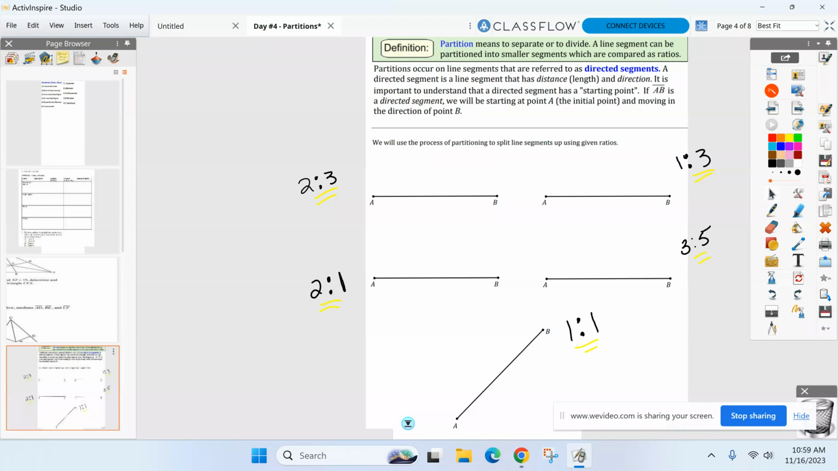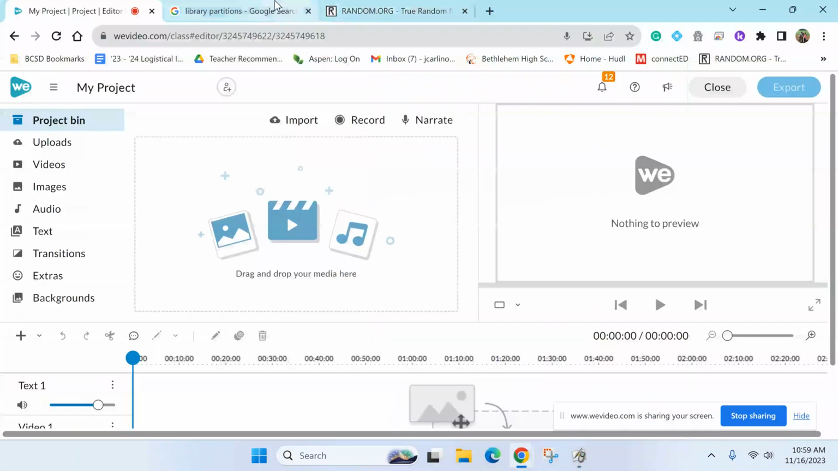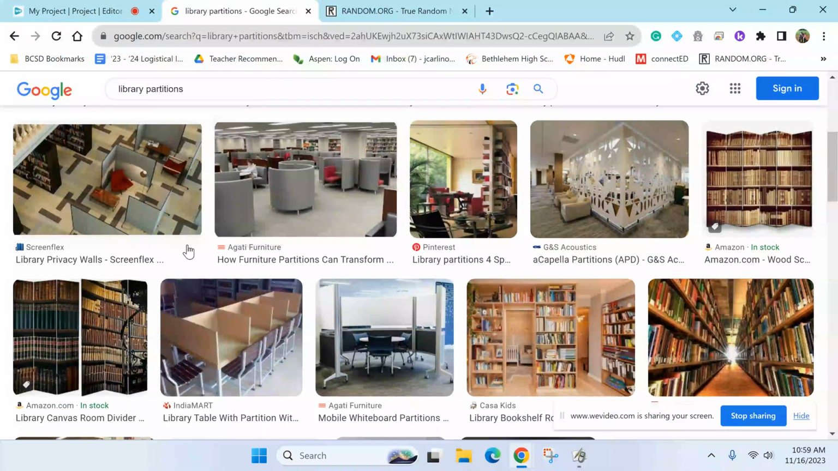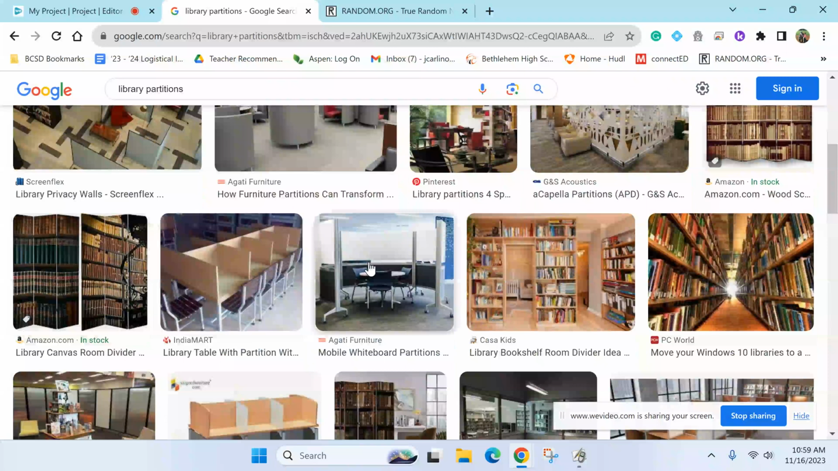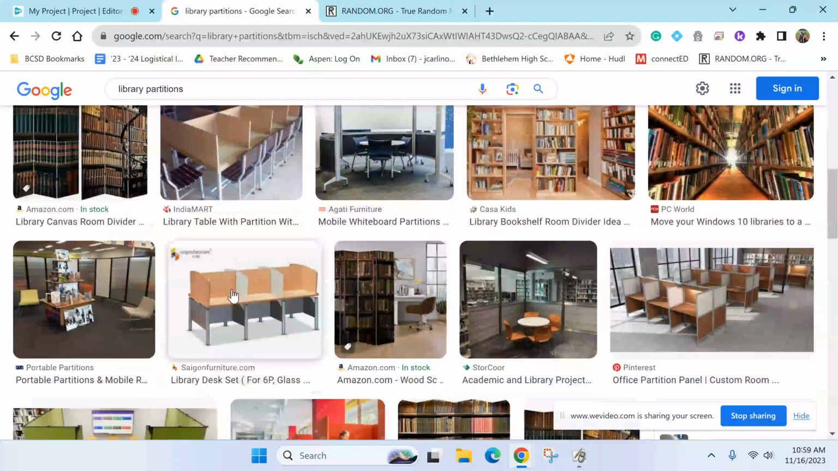I always think of the library, and maybe because I'm too old for this, but they still have these at the library. Like you can just sit in a little study. Those are partitions. Think of it like a cubicle at an office. All right, partitions. That's what it is.